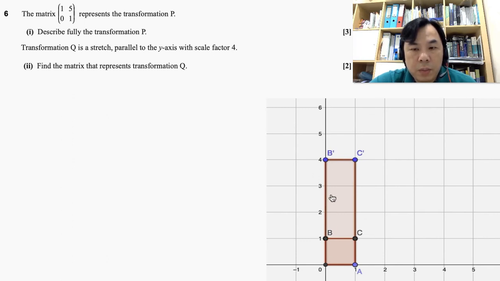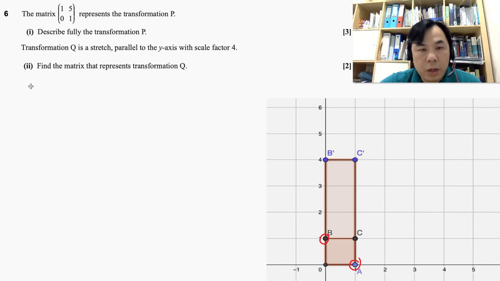So you can see that the B has been stretched to a new position, B prime, but the A will still remain at the same position. The C would have been stretched to a new position, C prime there. Okay, now that will be our transformation Q. So how are we going to write this? Very simple. Again, you need to focus on the position A and position B first. So let's start from A.